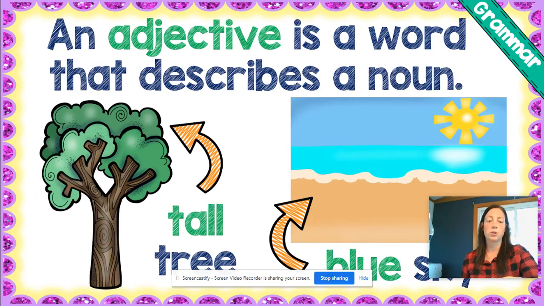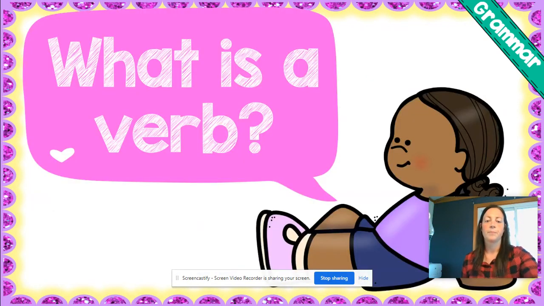So adjectives usually have to do with your five senses. So maybe it's something that you hear, something that you see, something that you smell, taste, touch. So think of those types of words when you're thinking about adjectives.